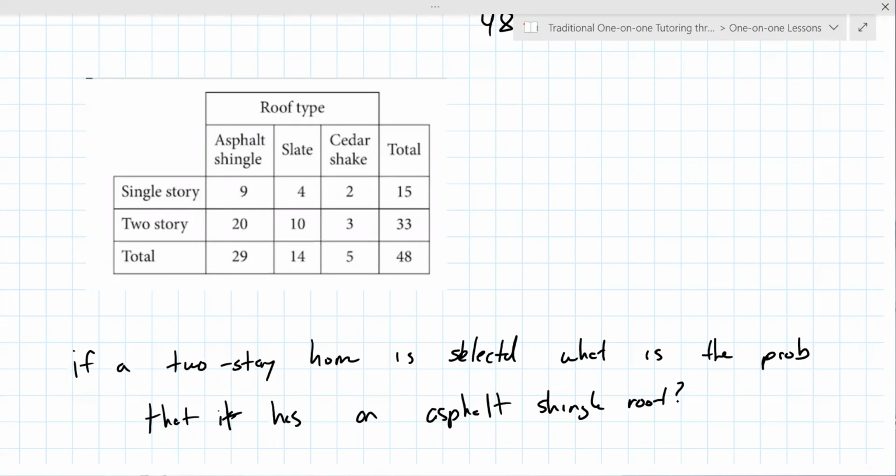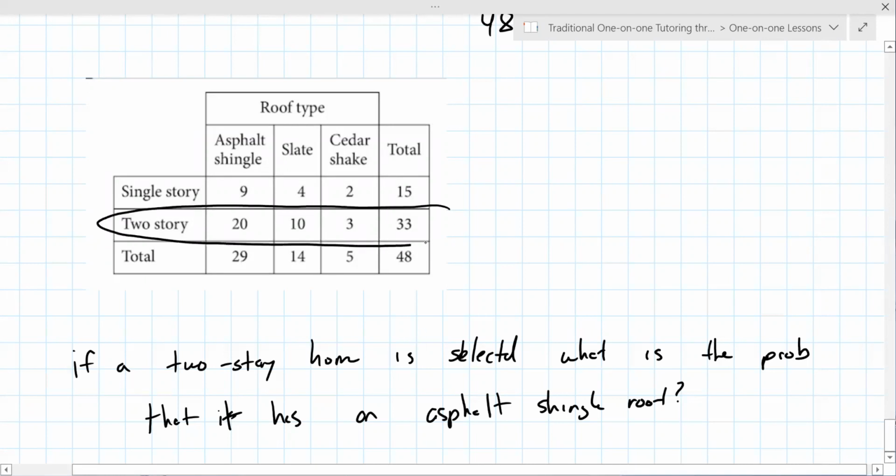29 over 48. Okay, so this one says if a 2-story home is selected, that means you're just looking at this row. So change your answer, please. 20 over 33. Yes. Okay, let's try one more before we move on to another question.